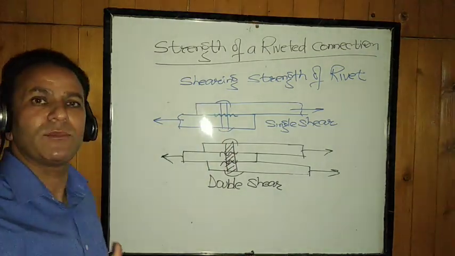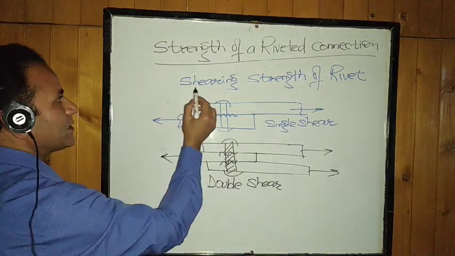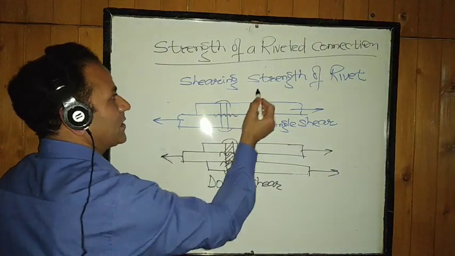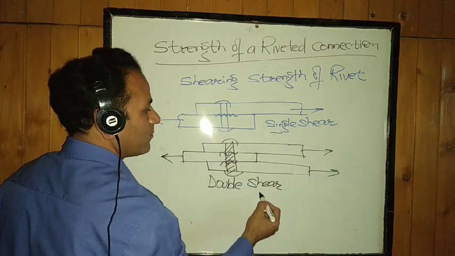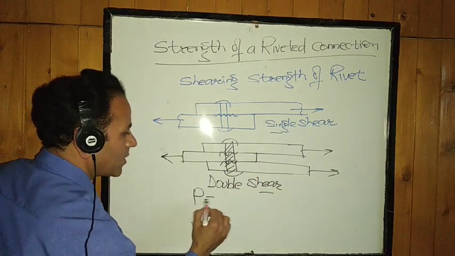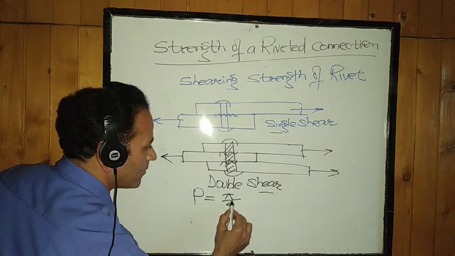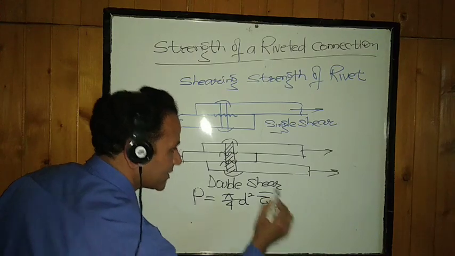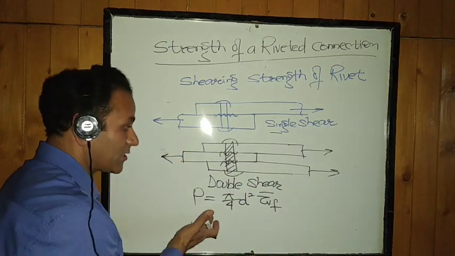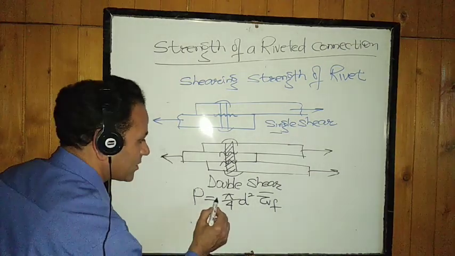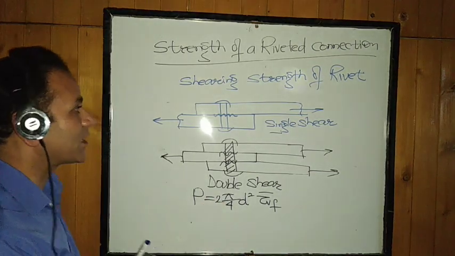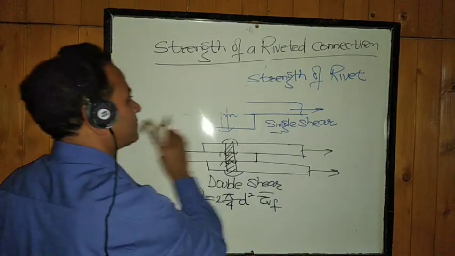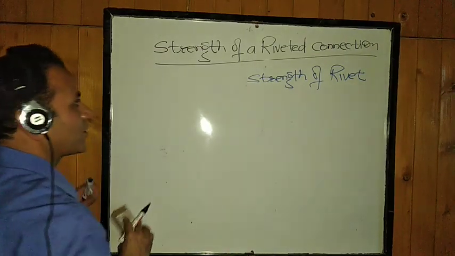So shear failure can be single or double, and the strength which a single rivet will maximum bear in shearing will depend upon whether it is single or double shear failure. It will be equal to the area of the rivet, pi by 4 d square, multiplied by tau vf, the permissible stress in shear. This is for single shear. If it is double shear, you just have to multiply it by 2. So this will be the strength which one rivet will at the most give us in single or double shear. This is the failure of a rivet, not that of a plate.